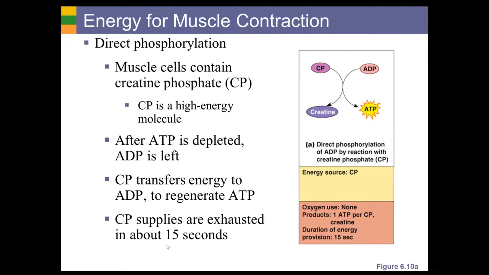But we've only got about 15 seconds worth of creatine phosphate, right? So this gets us into about 20, 22 seconds into our run. Now, creatine phosphate, you may have heard of people taking creatine monohydrate. They take it because it's converted to creatine phosphate. And what this does is it gives people, when they start exercising, a quick burst of energy.